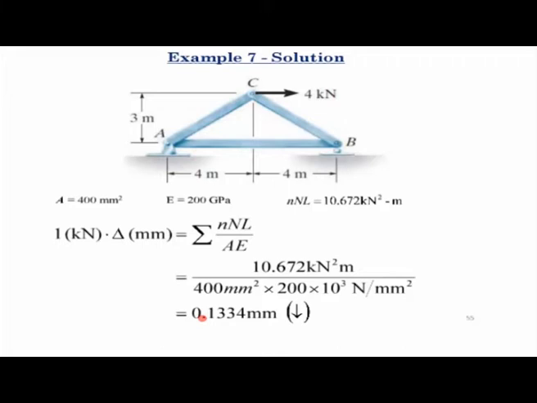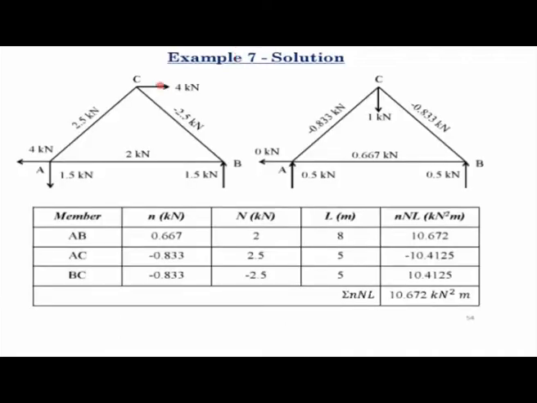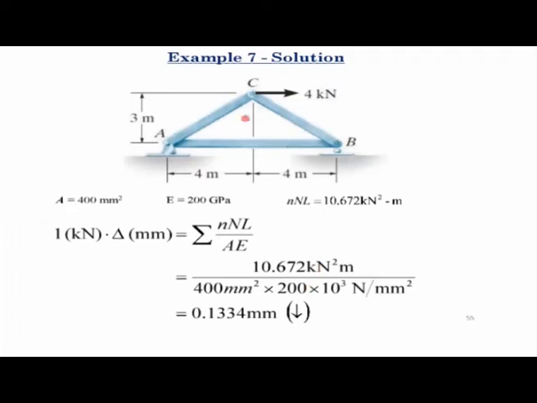Now since it is positive, that means the direction of that deflection would be in the direction of the virtual load that has been used. So here we have used the virtual load of 1 kilonewton in the downward direction. So that means the vertical deflection of that joint C would also be in the downward direction. So that was a simple example to demonstrate the method of virtual work for calculating the deflection of trusses.